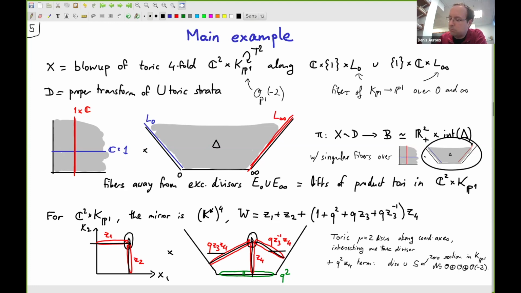And then there's one more, because this green sphere, the 0 section, has normal bundle O of minus 2. So it has trivial Chern number. Its normal bundle is O plus O plus O of minus 2. It has C1 equals 0. If I attach it to a disk, that doesn't change the Maslov index.